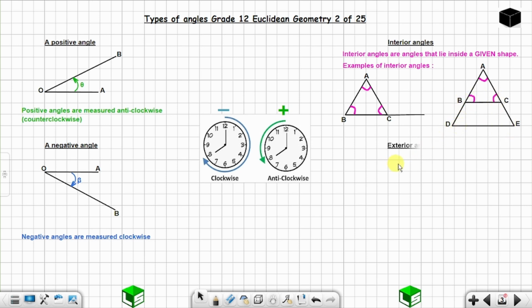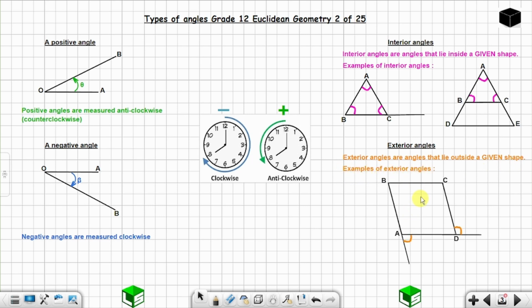So we also have exterior angles. Exterior angles are angles that lie outside a given shape. So for examples of exterior angles, if you have A, B, C, D, this is outside of this shape. This is also outside of this shape. So this is an exterior angle and this is also an exterior angle.